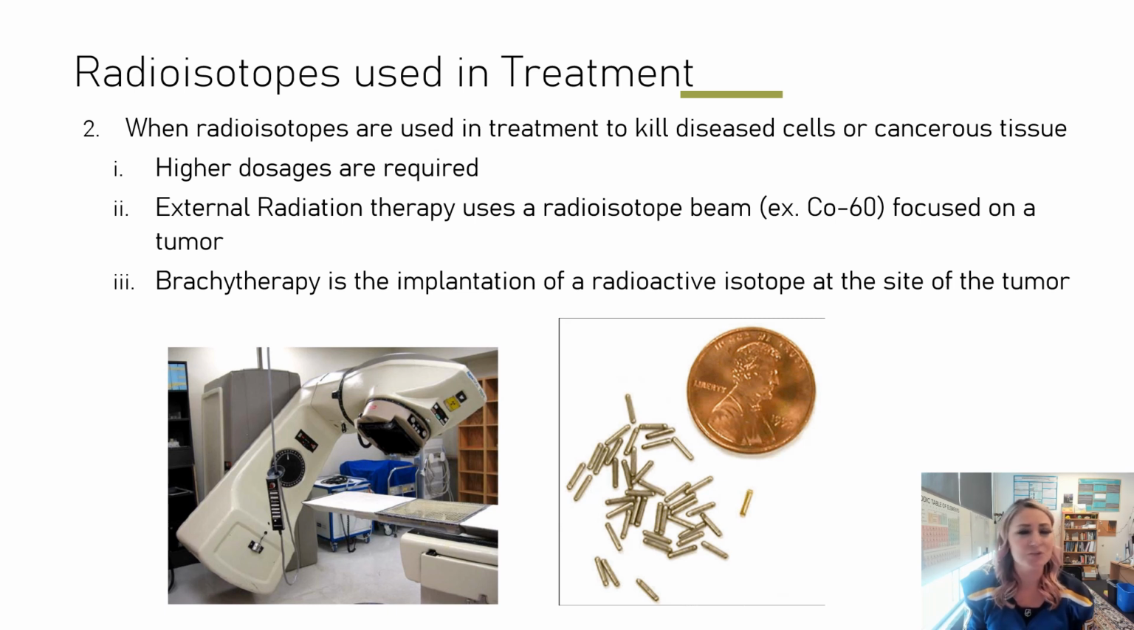Brachytherapy we've also mentioned, but we haven't used that term yet, but that's when you implant a radioactive isotope at the site of the tumor. So we talked about using gold or titanium pellets that have a radioisotope in them and placing those near the site of cancer.